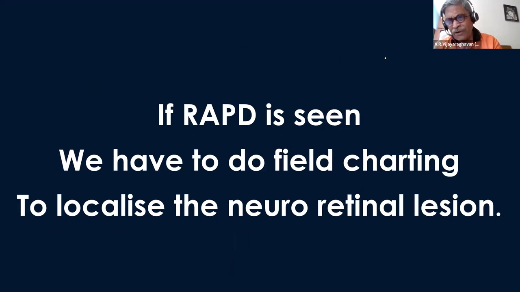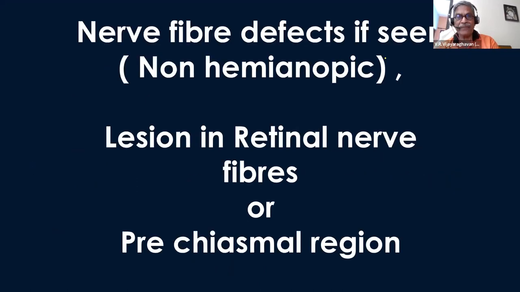Now, once you have found out a relative afferent pupillary defect is there, what do I have to do now? A classical field charting, visual field charting. What for? To localize the lesion, where it could be. I will tell you how. Now, when I have a nerve fiber defect, you must be knowing something, glaucoma field defects, arcuate defect, central scotoma, all that you got. Or it's a tubular vision. So many things are there. Never forget this. That means arcuate defects, nerve fiber defects.